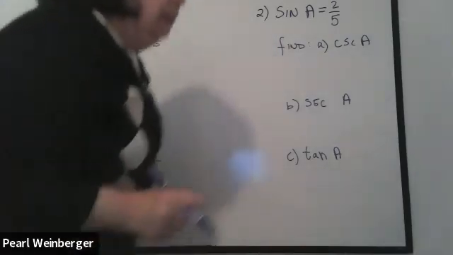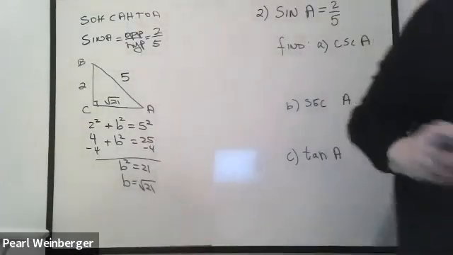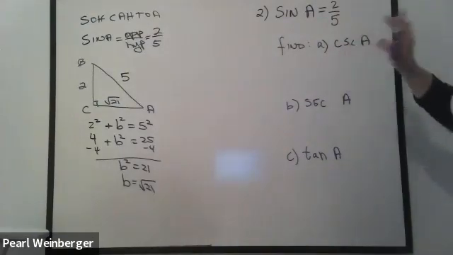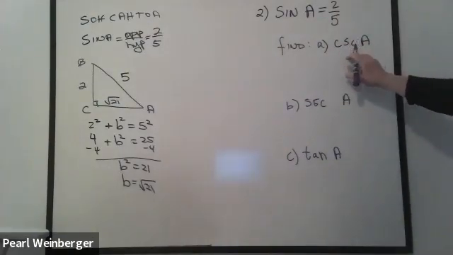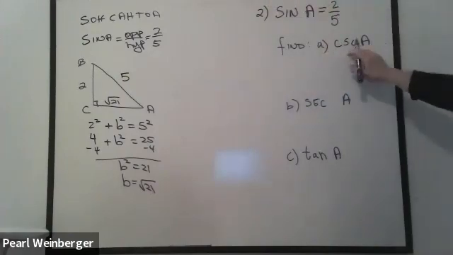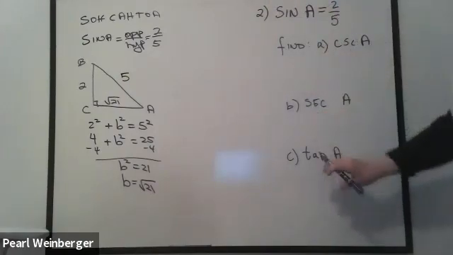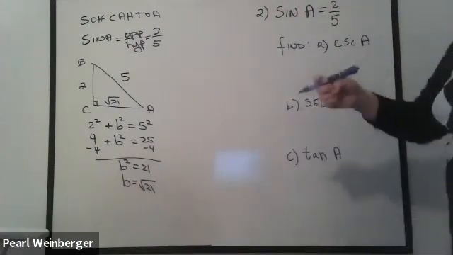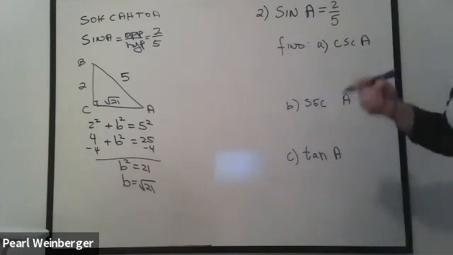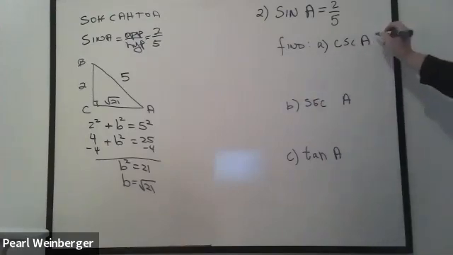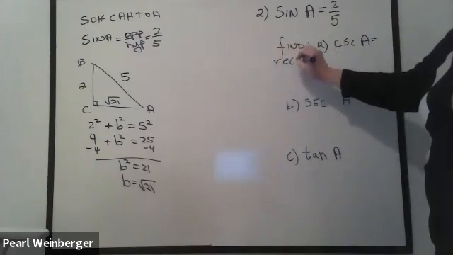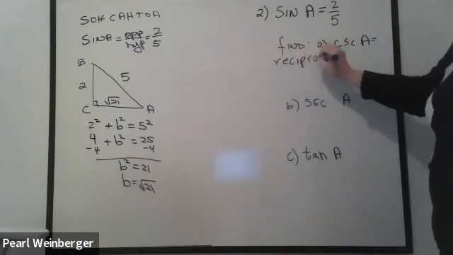And now I can go and start doing these examples. First of all, the cosecant. Now we have to remember, SOHCAHTOA means sine, cosine, and tangent. Cosecant, secant, and cotangent are our secondary, or what we call our reciprocal functions. The cosecant is the reciprocal of the sine.